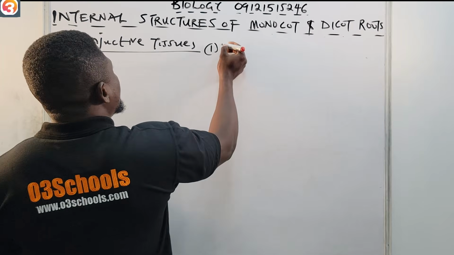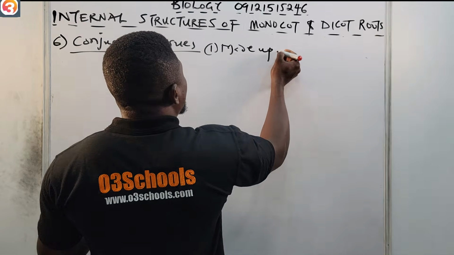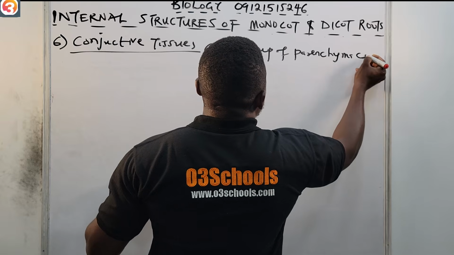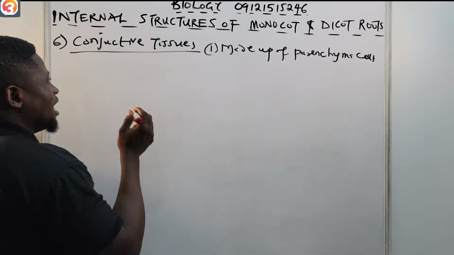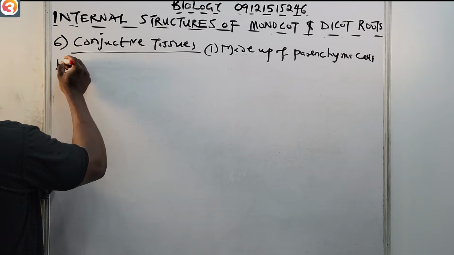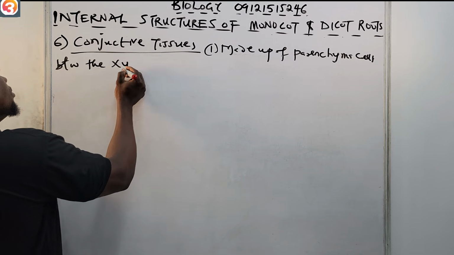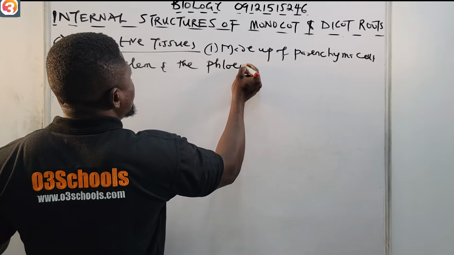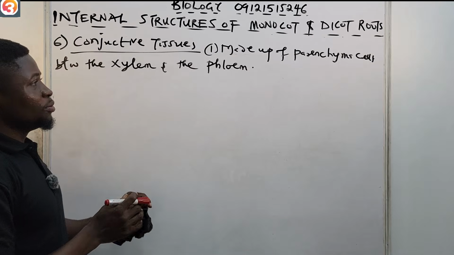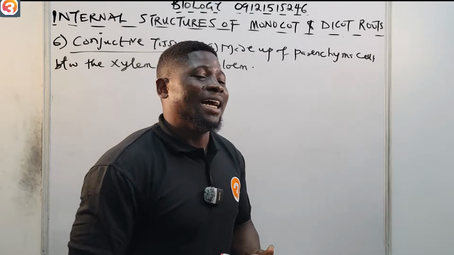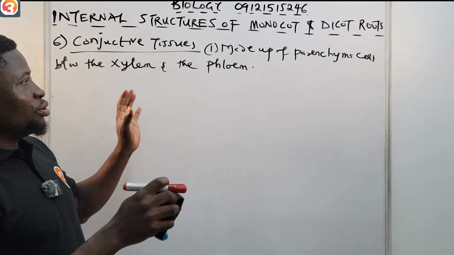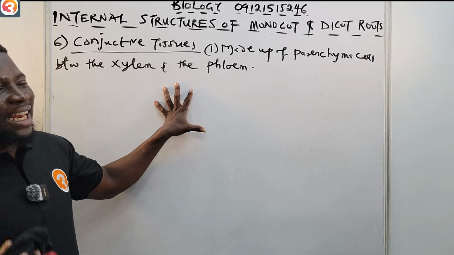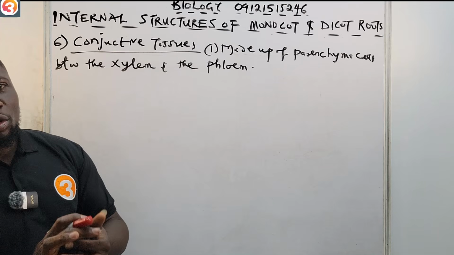Number 1, made up of parenchymal cells or tissues, and they are usually placed between the xylem and the phloem. So the conjunctive tissue is made up of parenchymal tissues, and it is placed between the xylem and the phloem. That is the conjunctive tissue.